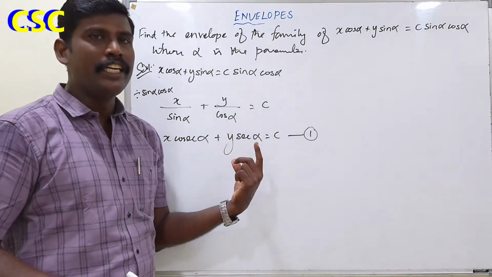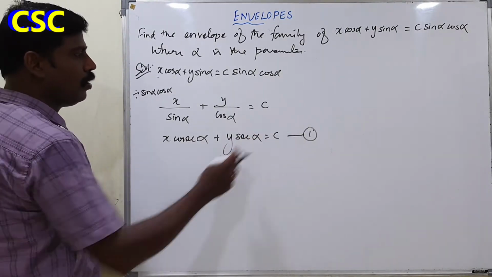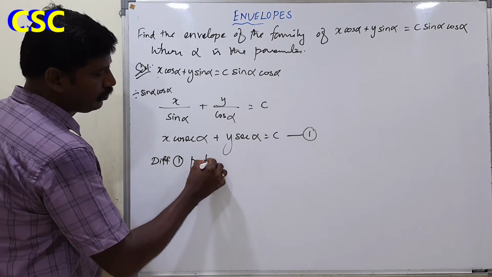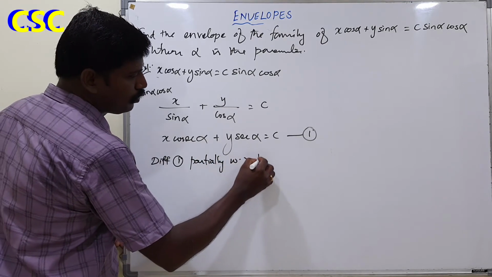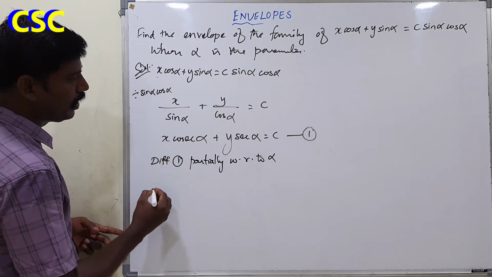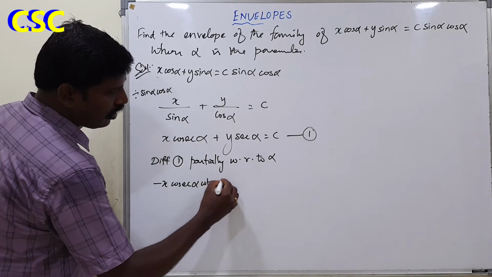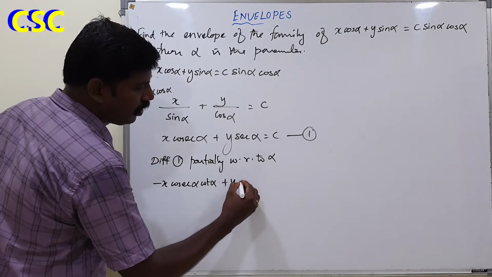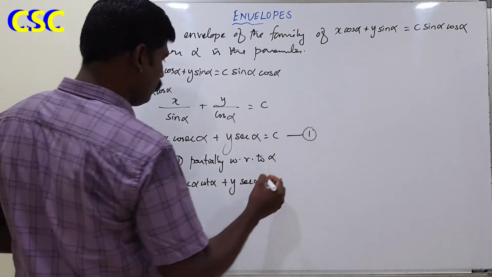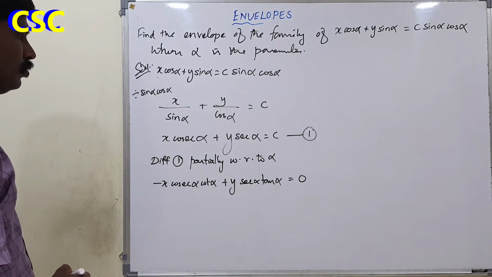We can't make it into a quadratic form, so we follow method 2 by taking differentials with respect to alpha partially. Okay, so differentiate 1 partially with respect to alpha. Here the parameter is alpha, isn't it? Right, that's all. So what is the derivative of cosecant alpha? Minus cosecant alpha cot alpha. So minus x cosecant alpha cot alpha plus y into, what is the derivative of secant alpha? Secant alpha tan alpha, equal to, the right side becomes 0, isn't it?